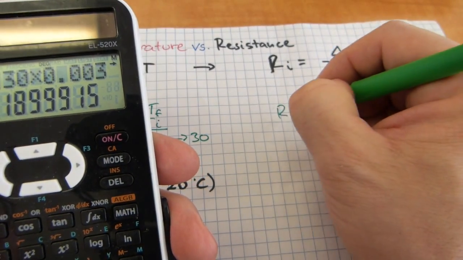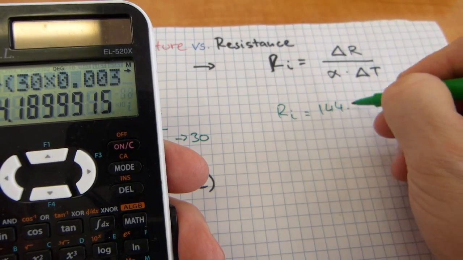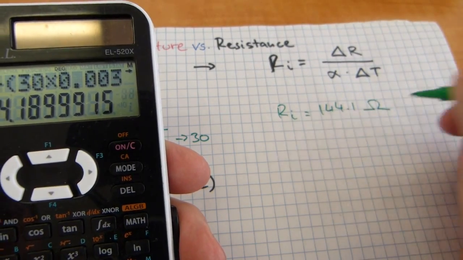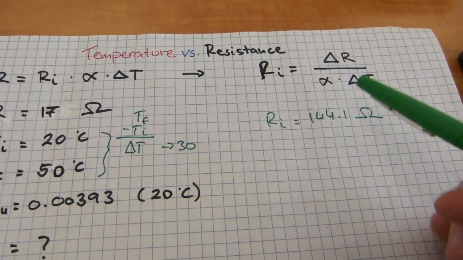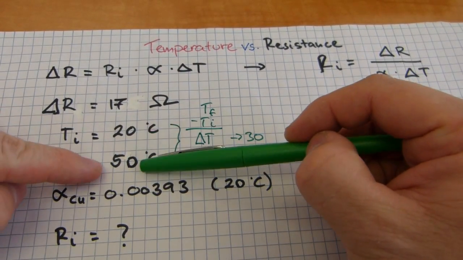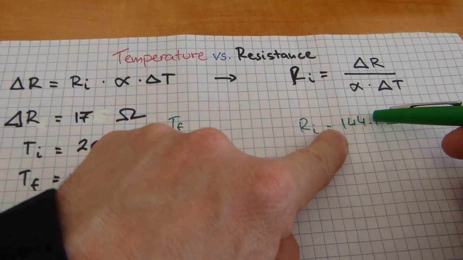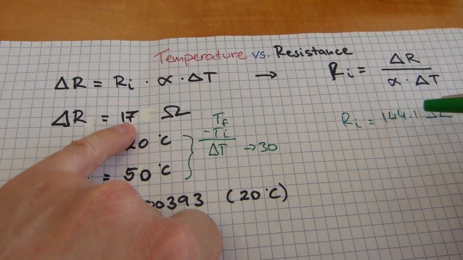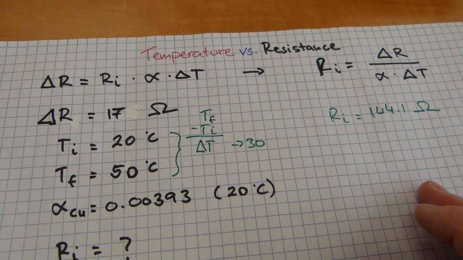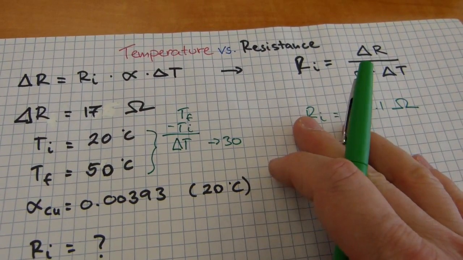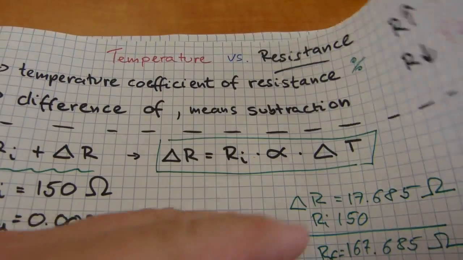So we have an initial resistance of 144.1 ohms there. What this means is that if the temperature rises from 20 degrees to 50 degrees, then the resistance goes from 144 to 144 plus 17, okay, to that number. So that's how to use these equations, all of these three variants to it.